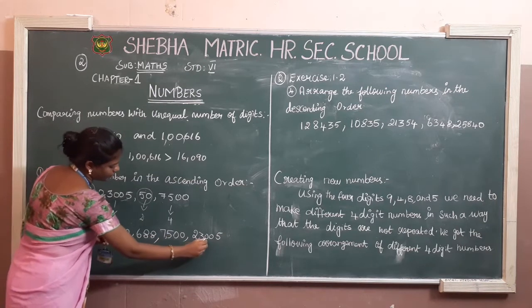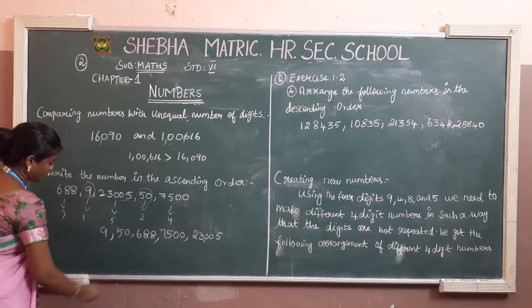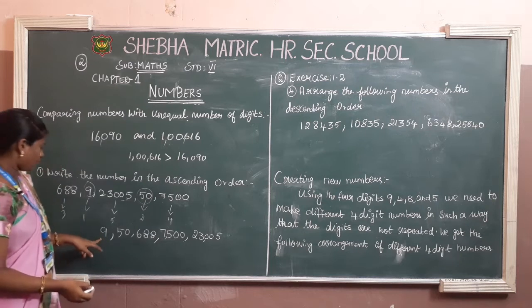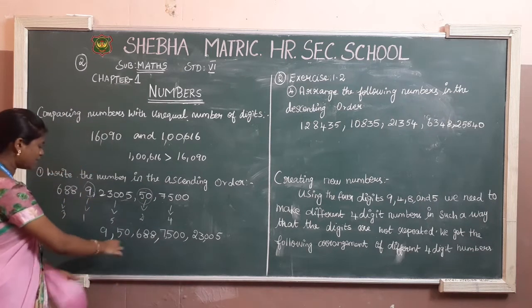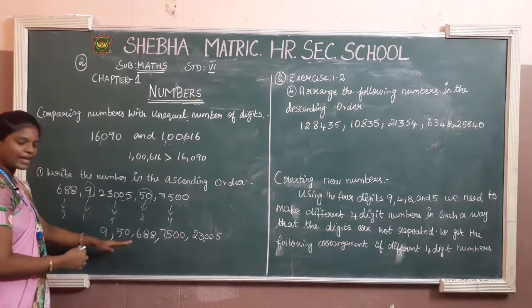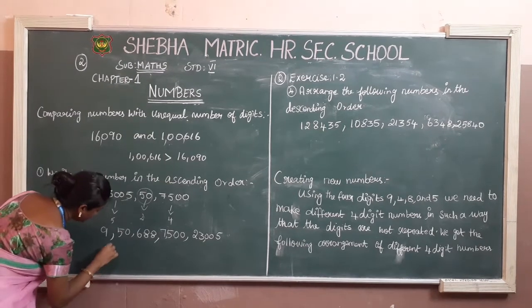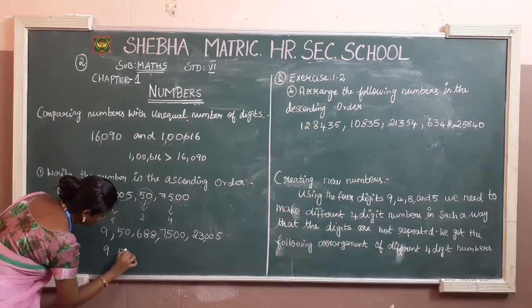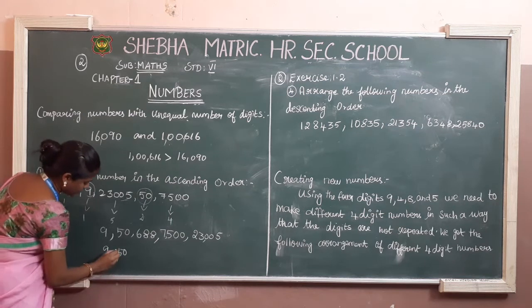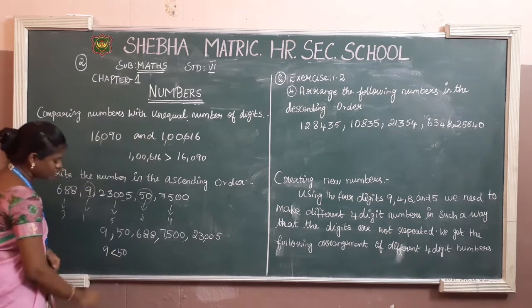So we can set the comma. So 90. So 9. In that way we can proceed with the symbols. So we can proceed with the symbols. So 9 and 50, which is greater? 50 is greater. So the symbol opens towards this side.